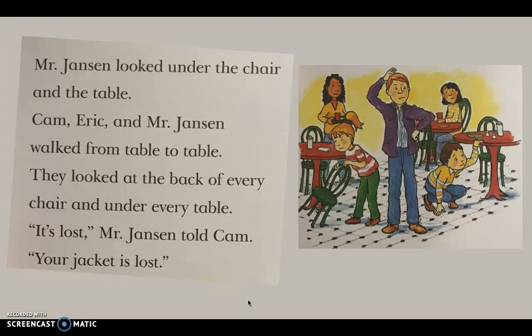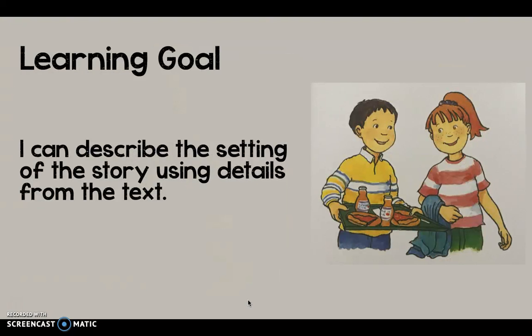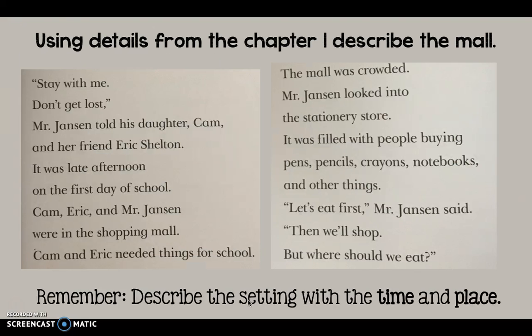Your jacket is lost. Our learning goal today was, I can describe the setting of the story using details from the text. Here's your challenge for today. Using details from chapter 1, describe the mall. Remember, describe the setting with the time and place. I'll go ahead and read this part of the chapter.